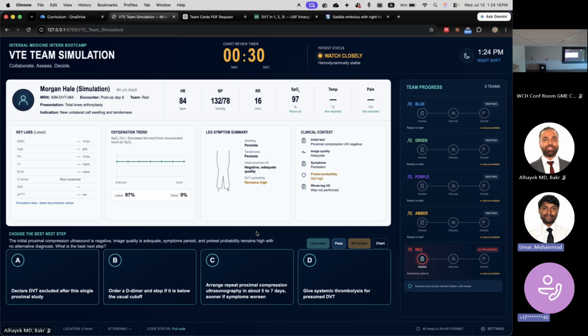So the first answer is A, declare DVT excluded after this single proximal study. B, order a D-dimer and stop if it's below the usual cutoff. C, arrange repeat proximal compression ultrasound in 5 to 7 days. And D, give symptomatic thrombolysis for presumed DVT.